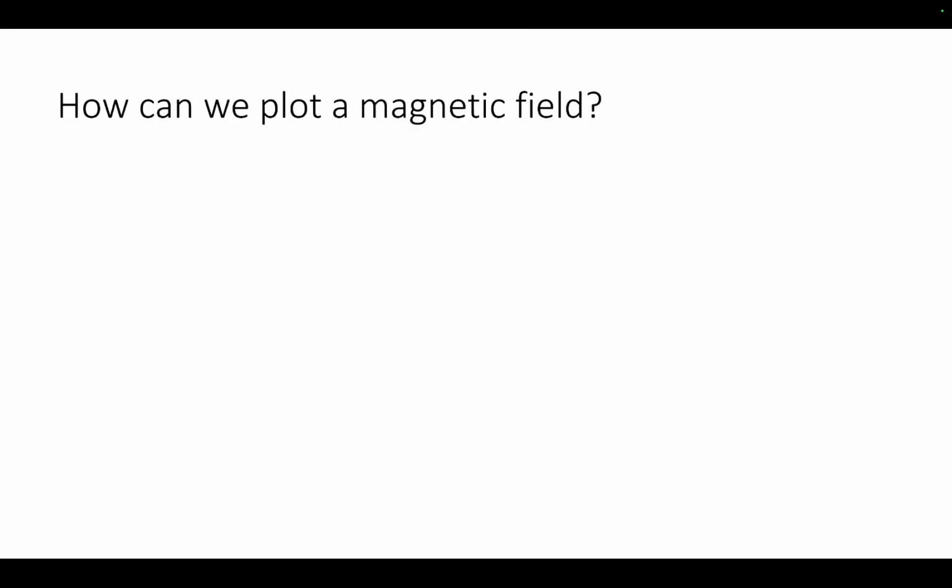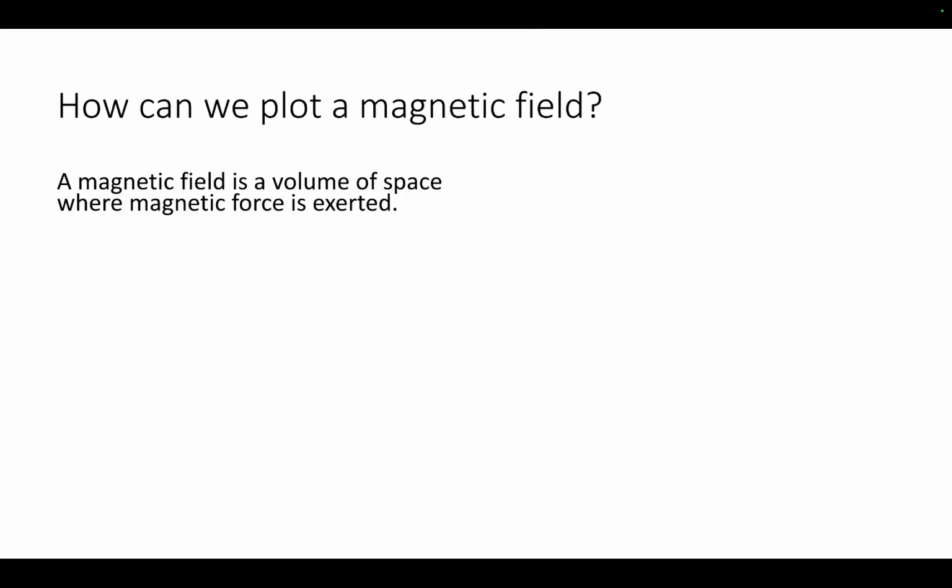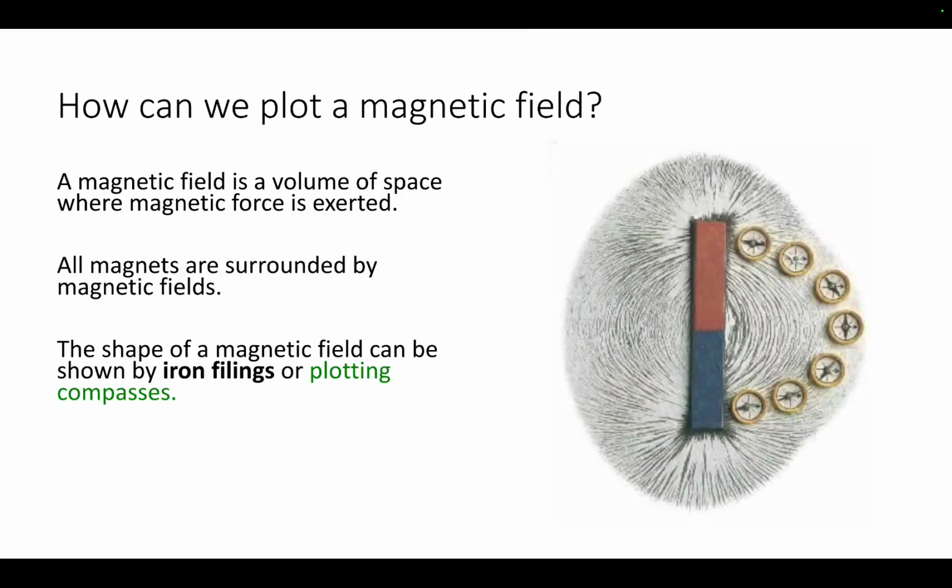Alright, let's move on. So how can we plot a magnetic field? Just to consolidate, a magnetic field is a volume of space where you get magnetic forces exerted. All magnets are surrounded by magnetic fields. The shape of it can be shown with iron filings, obviously on this image again, or with plotting compasses. Now plotting compasses are really small, but you might have seen them at school. If you get these little compasses and line them up, you can see that they all point in the direction of the field lines.